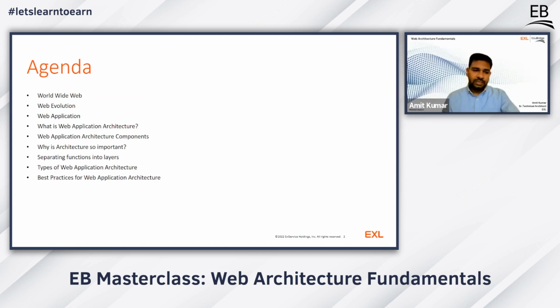The agenda items are as follows. First, we will talk about the World Wide Web, WWW, the evolution of the web, and what websites and web applications are. What is the difference? Then we will move to web application architecture. The architecture consists of several things, which we call components. In a few slides, we will talk about web application architecture components, and then we will look into why web application architecture is so important.